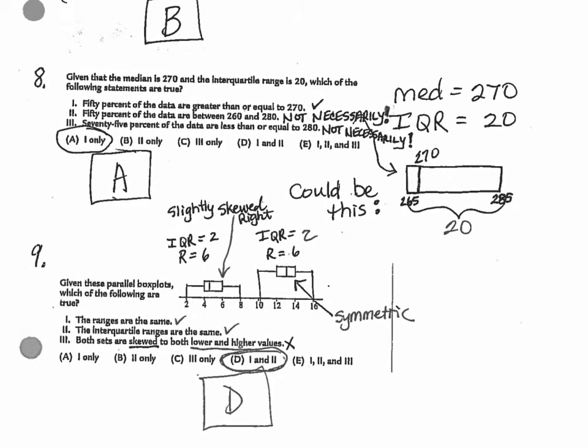So let's look at 8. 8 says you must have a spread of 20. It does not say that that spread goes from 260 to 280. That's an assumption. That's not necessarily true. It could go from 260 to 280, but not necessarily. It could also go from 265 to 285. It just has a spread of 20 with 270 being in there.